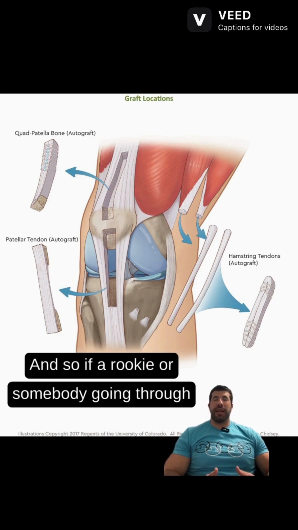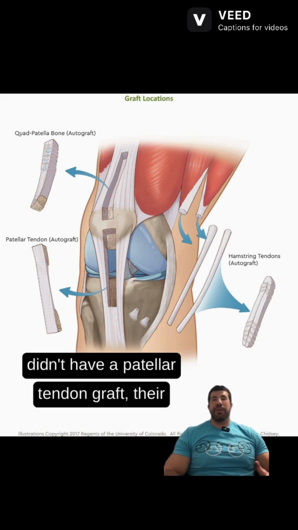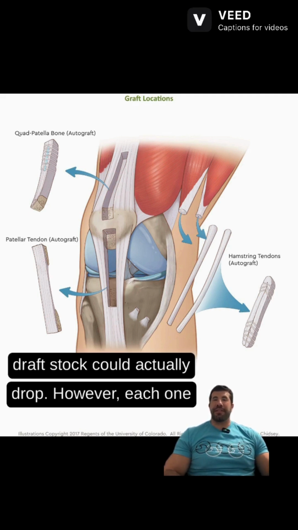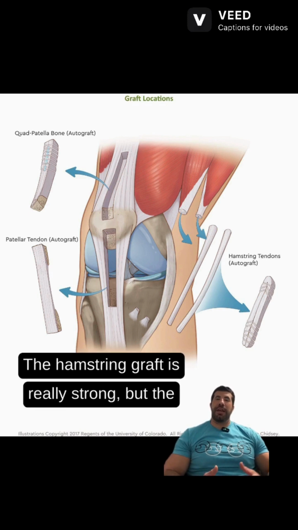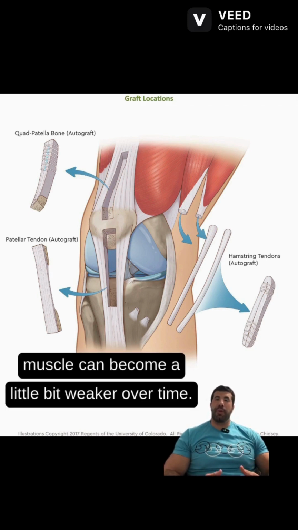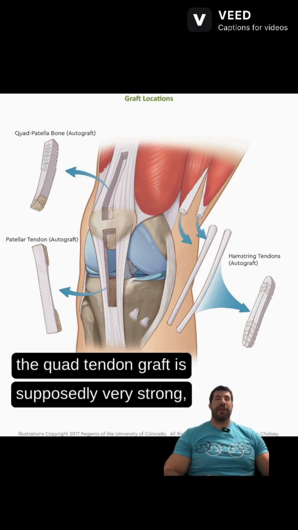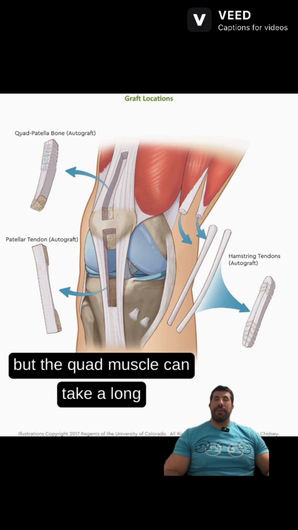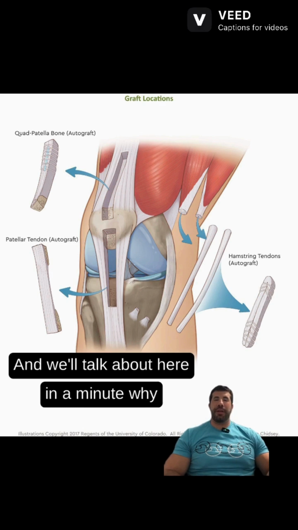And so if a rookie or somebody going through the combine had a history of an ACL tear, but they didn't have a patellar tendon graft, their combine or their draft stock could actually drop. However, each one of these grafts has its advantages and disadvantages. The hamstring graft is really strong, but the hamstring muscle can become a little bit weaker over time. Same thing, the quad tendon graft is supposedly very strong, but the quad muscle can take a long time to regain its full strength as well. And we'll talk about here in a minute why that's really important.